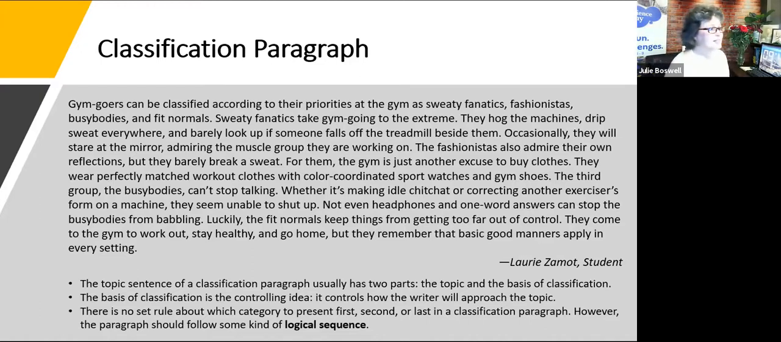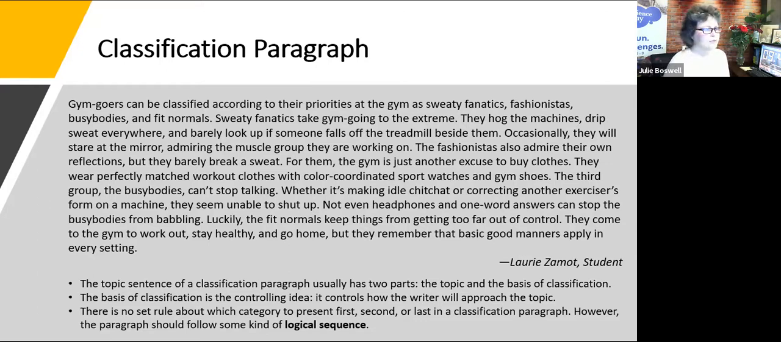The fashionistas also admire their own reflections, but barely break a sweat. For them, the gym is just another excuse to buy clothes. They wear perfectly matched workout clothes with color-coordinated sport watches and gym shoes. The third group, the busybodies, can't stop talking. Whether it's making idle chit-chat or correcting another exerciser's form on a machine, they seem unable to shut up. Not even headphones and one-word answers can stop the busybodies from babbling.